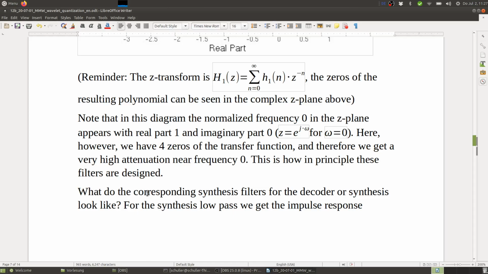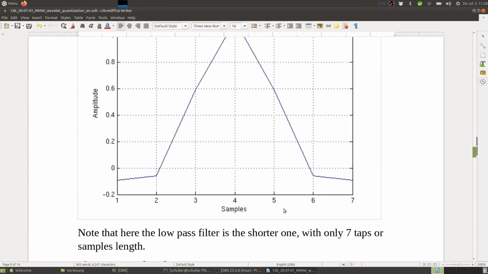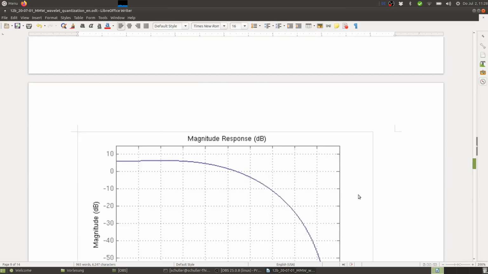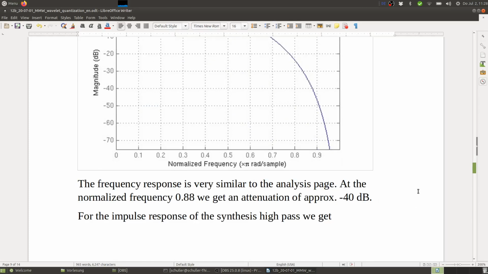So what do the corresponding synthesis filters for the decoder or synthesis look like? For the synthesis low pass, we get the following impulse response. So now we can see here on the synthesis side, the low pass is shorter. It has only 7 taps or coefficients. And the corresponding frequency response actually is quite similar to the one in the analysis. Almost no difference. So again, normalized frequency 0.88 gives us an attenuation of about minus 40 dB.